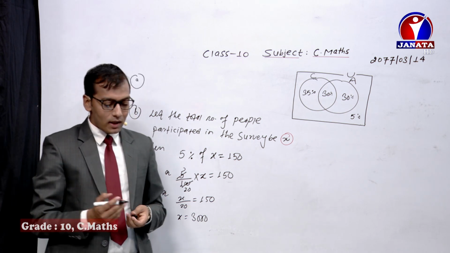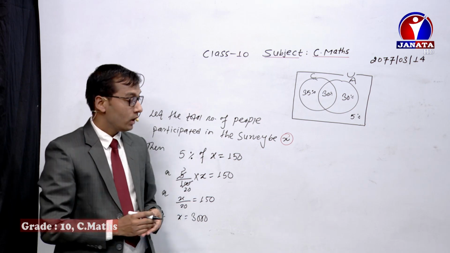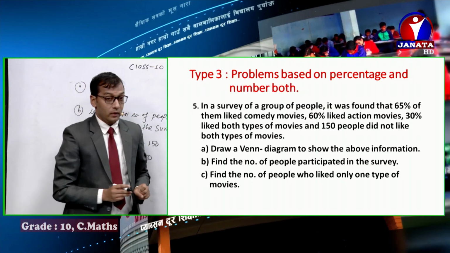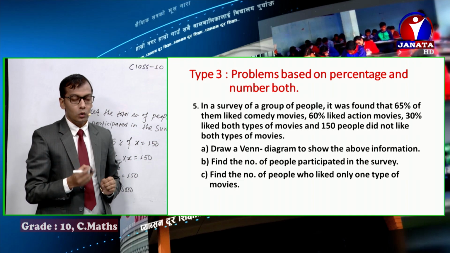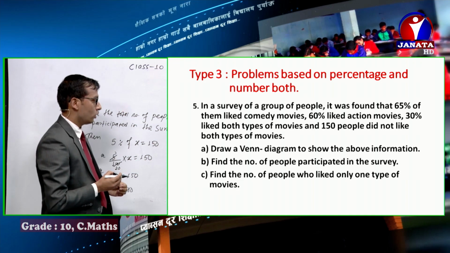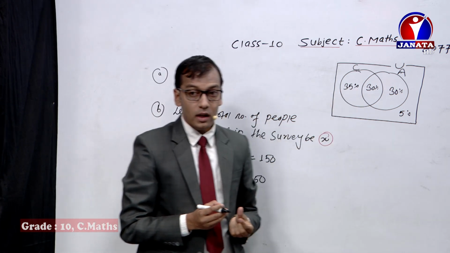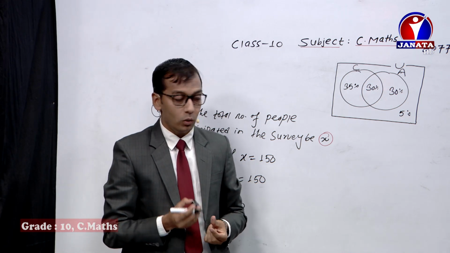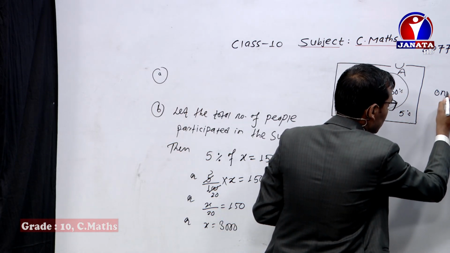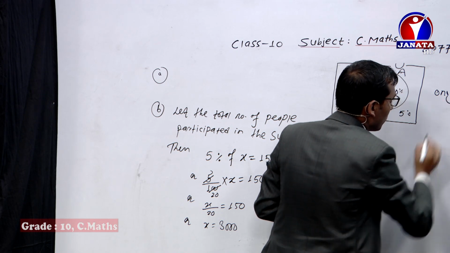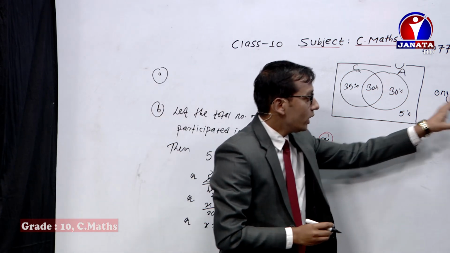Similarly, what is the next question? Last question. Find the number of people who liked only one type of movies. Let's look at the diagram. Here is a keyword: find the number of people who liked only one type of movies. So the diagram is in terms of percentage. Now we can calculate the total percentage of people who liked only one type of movies. The meaning of only one is exactly one. So only one is exactly one.